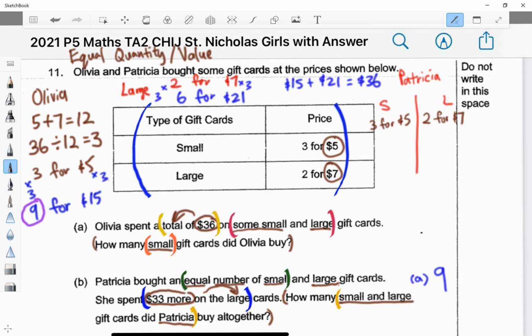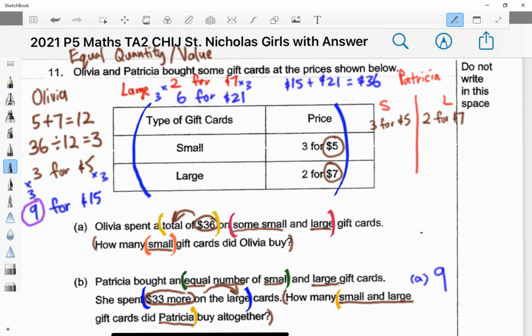It's actually just a little bit of simple trial and error that we managed to find the answer for Olivia. But for question 11 part B, the one on Patricia, it is actually textbook equal quantity, because of the word number. They say equal number of small and large gift cards. So it is textbook equal quantity.